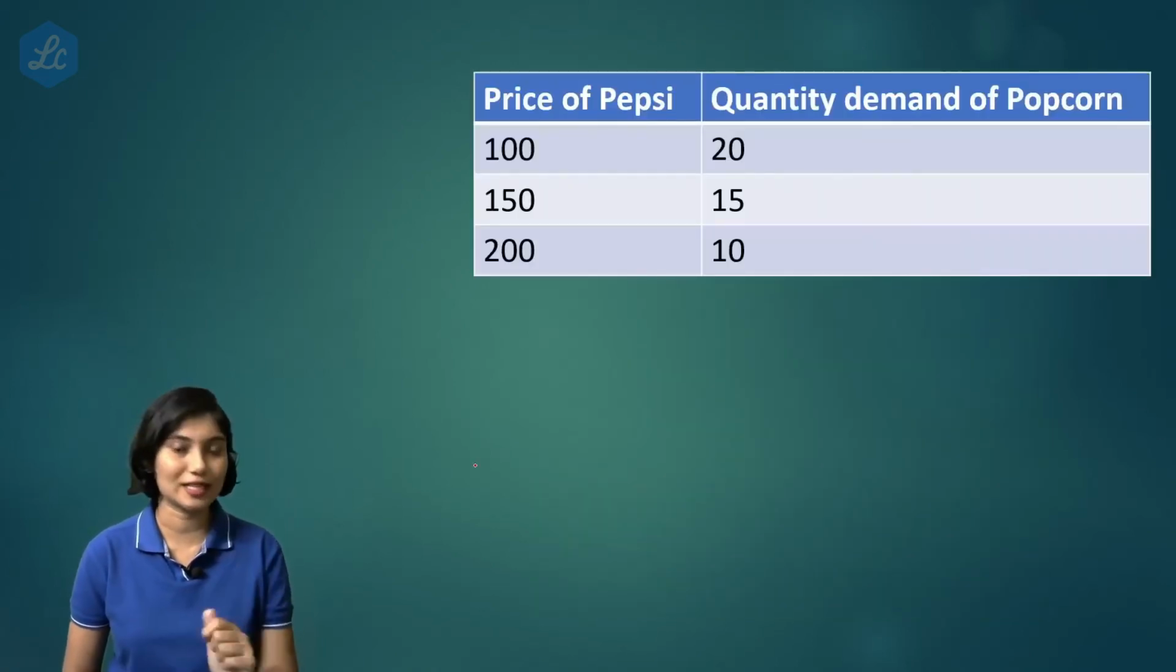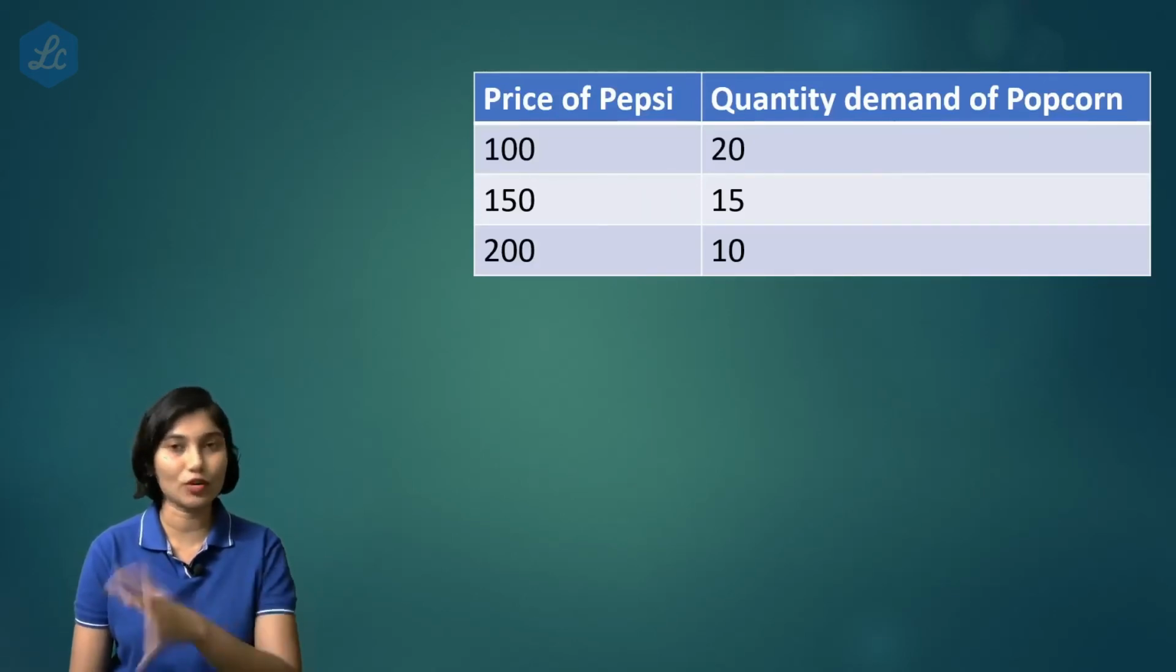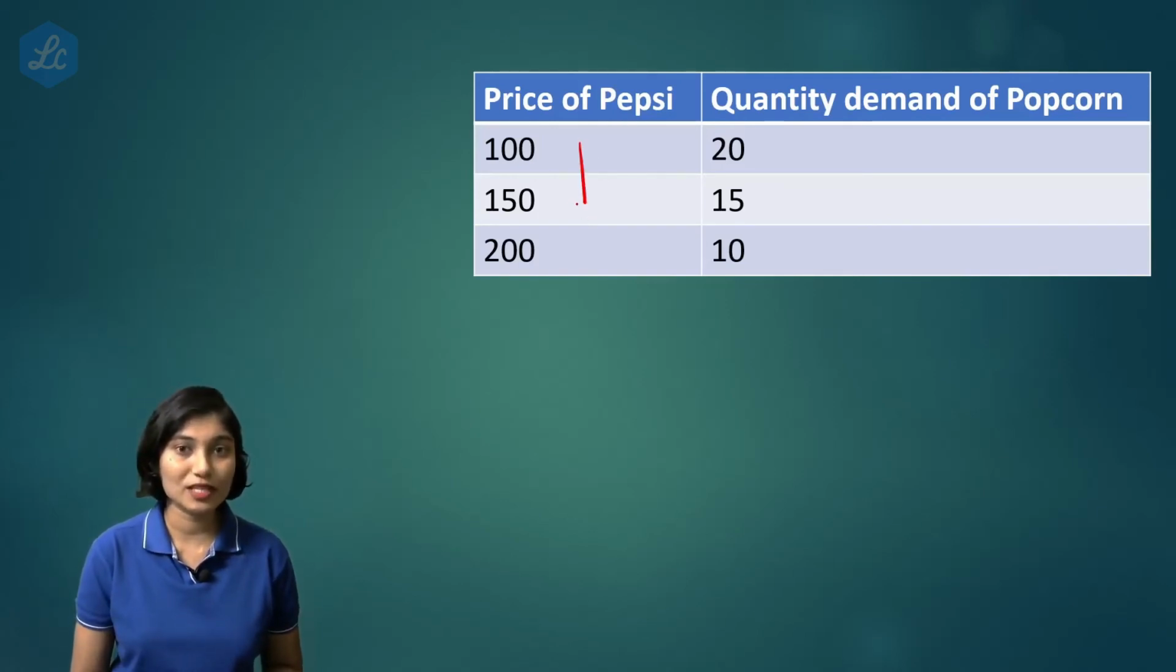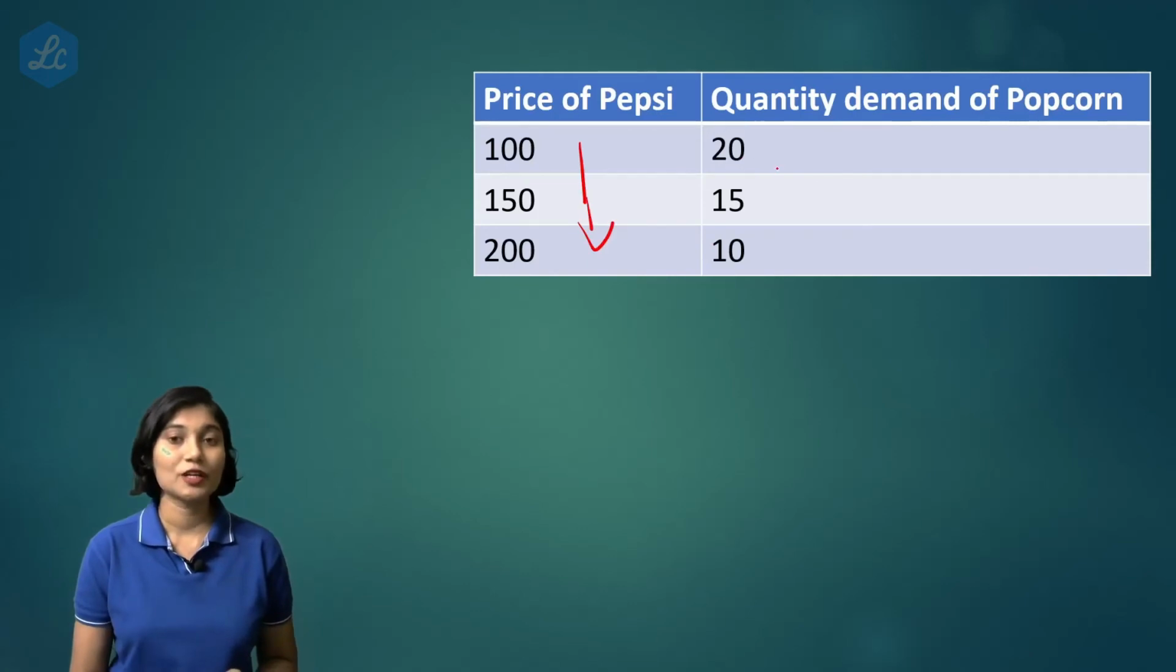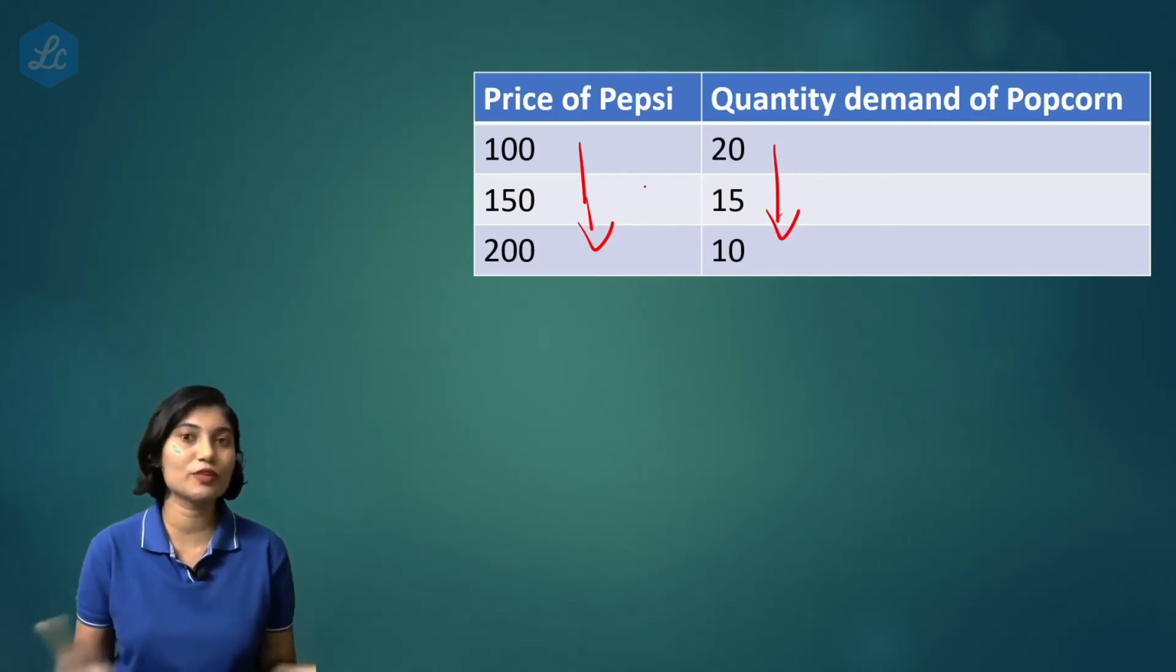This is just an example. Pepsi and popcorn are considered as complementary goods here. You assume that you are going to have Pepsi along with popcorn in a theater. So what's going to happen? As the price of Pepsi increases, the quantity demanded for popcorn falls, because people prefer to have both of them together and not individually.